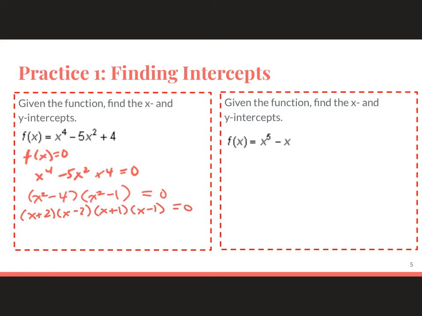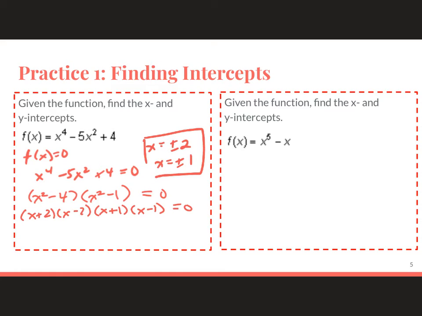And then I can just do my zero product property and solve for x now. So if I do that, then I know that I have x equals positive 2 and its conjugate, so x equals plus or minus 2. And then I also have x equals 1 and its conjugate, negative 1. And so these are going to be my x-intercepts.